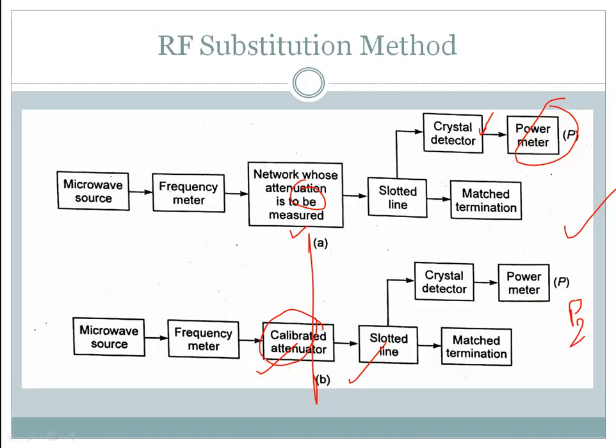Now, we will adjust the value of the attenuator such that this power P2 becomes equal to the power P. Now, the deflection or the value of the calibrated attenuator directly measures the attenuation constant or attenuation loss of the network or device whose attenuation is to be measured. So this method is much simpler as compared to the previous one, and it gives a more accurate value of the attenuation constant.